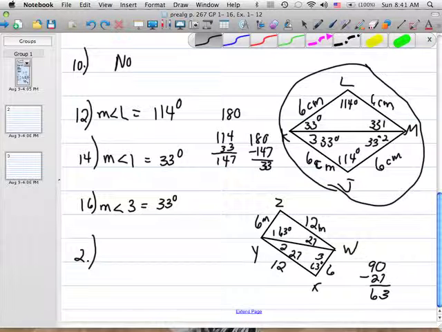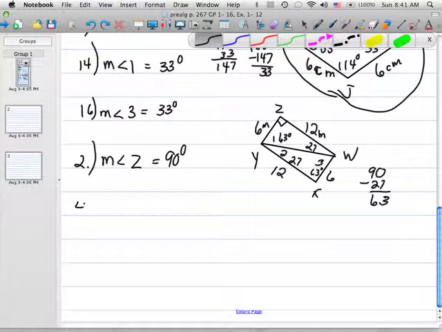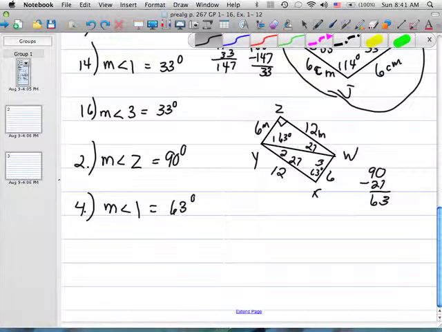So if you'll make this in the middle of your paper, you have your answers for the odds as well as the evens. So problem number 2, the measure of angle Z, and that would be a right angle here, is 90 degrees. The angles of a rectangle are 90 degrees. Number 4, the measure of angle 1, we figured that out at 63 degrees. And 6, the measure of angle 3, we also figured that out, that's 63 degrees.